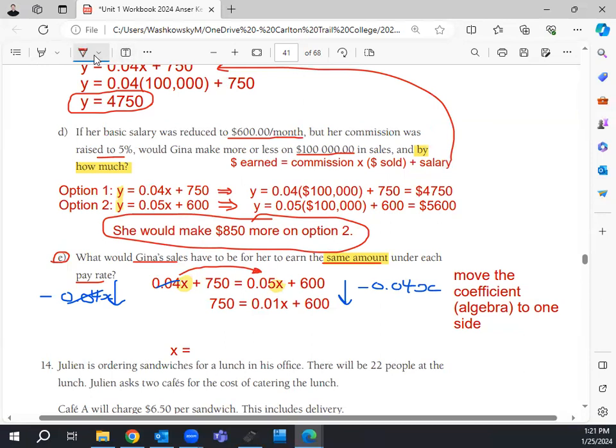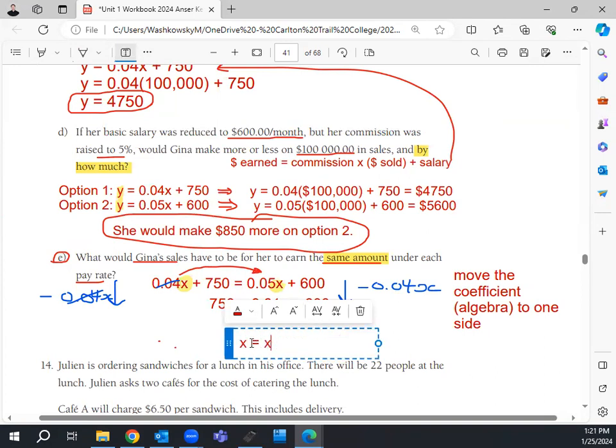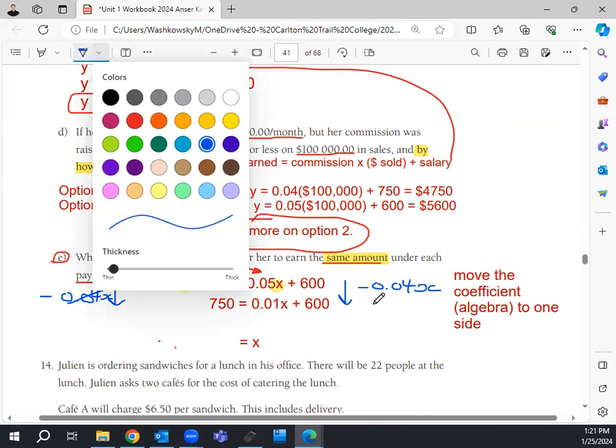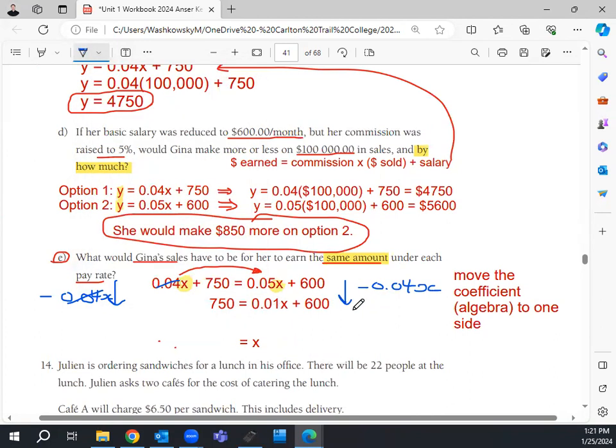So now what do I have to do? Well, remember my goal is I want to get x on one side. It doesn't matter what side it's on. In fact, in this case, it's on the other side. So what do I need to get rid of to do that? I got to get rid of the 0.01 and the 600, but I got to get rid of the 600 first. We work away from it, we work towards it. So it's minus 600 both sides.